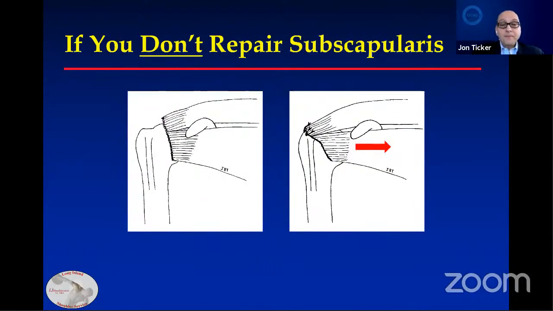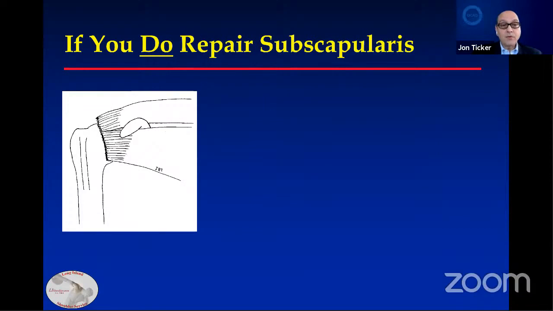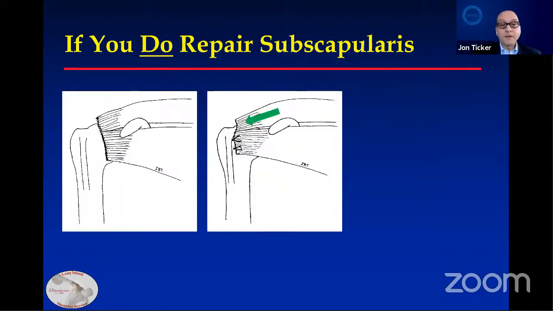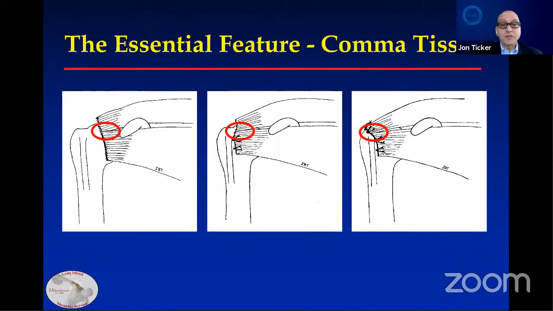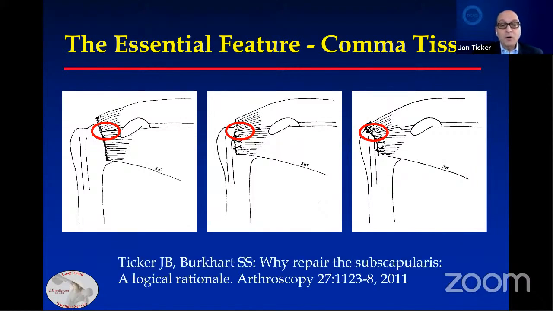Viewed from the front, if you don't repair the subscapularis and only repair the supraspinatus, it's akin to only closing your zipper halfway. It's more likely to re-tear. However, if you do repair the subscapularis first, you bring the subscapularis into a good position, you'll also translate the posterior superior cuff more laterally to effect a more secure repair. And it's because of this comma tissue. And Steve Burkhart and I published this some years ago in Arthroscopy.